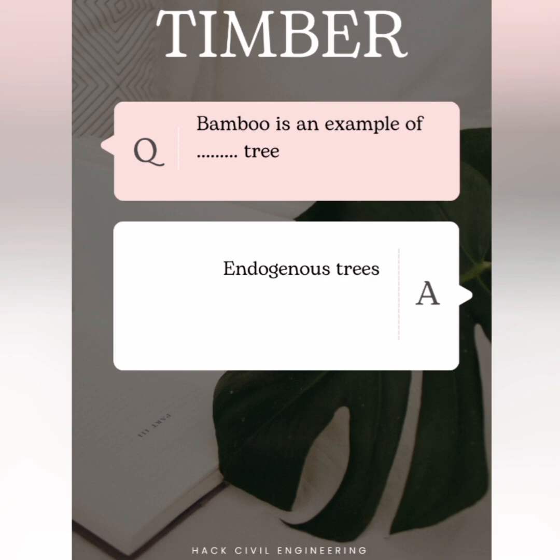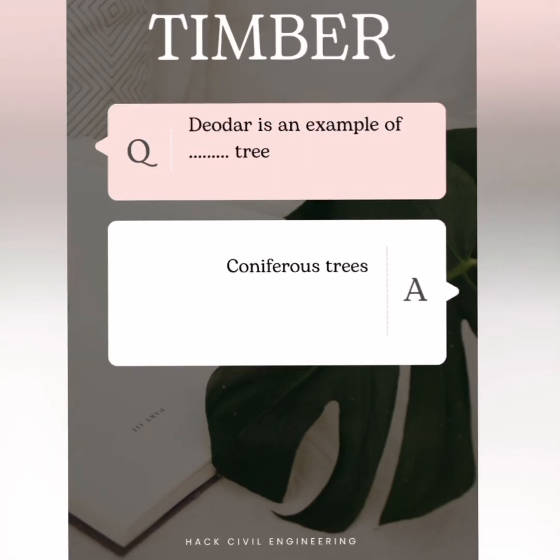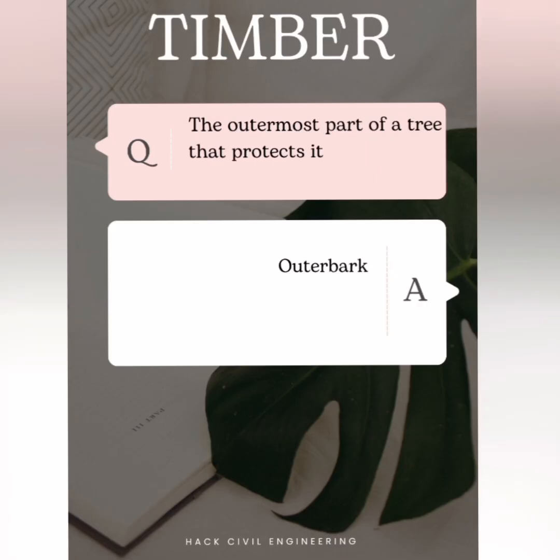Bamboo is an example of endogenous trees. Oak and teak are examples of deciduous trees. Sal is an example of deciduous trees. Deodar is an example of coniferous trees. The outermost part of a tree that protects it: outer bark.